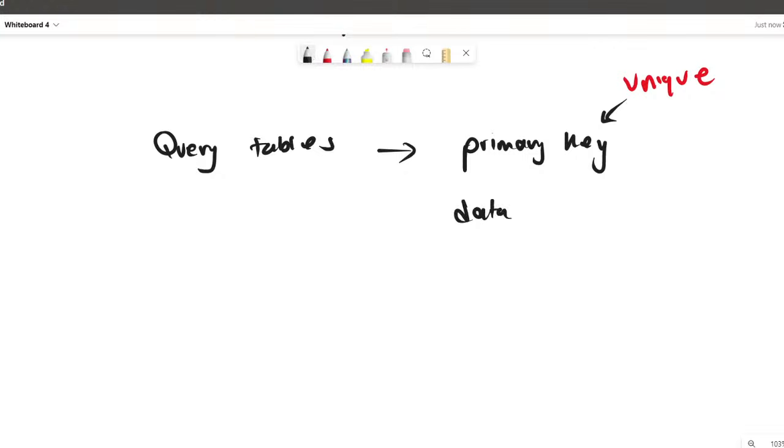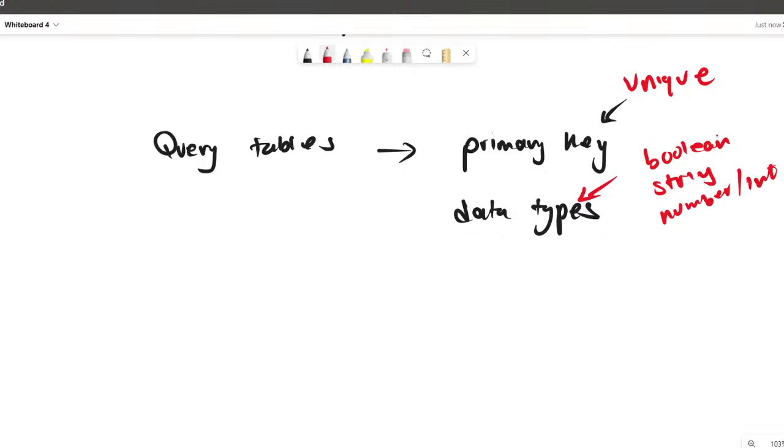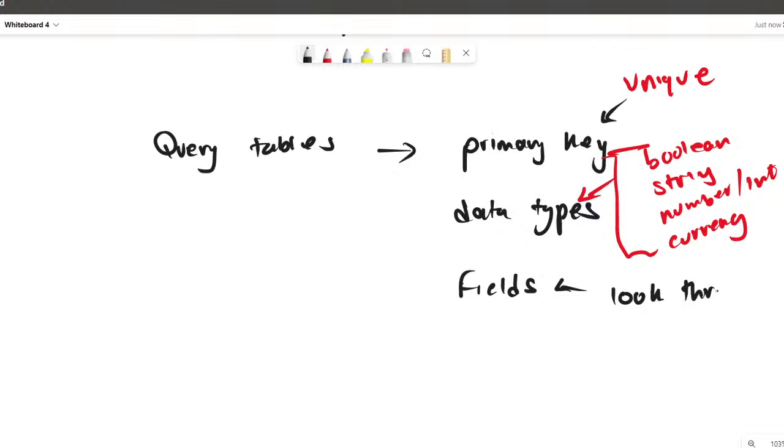The next thing you need to have a look at is the data types. In the data types, you're supposed to look at whether it is Boolean, string, number or integer, or currency. And then finally you need to have a look at the fields. Look through the questions, because many times they say which one you output and which one you don't output. That's what you need to look at under fields. That's the main thing.